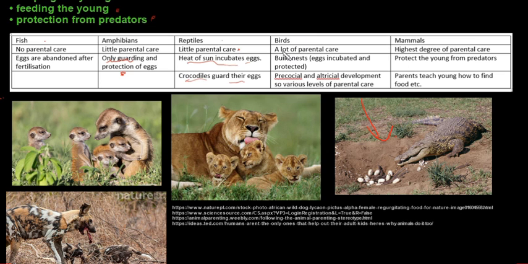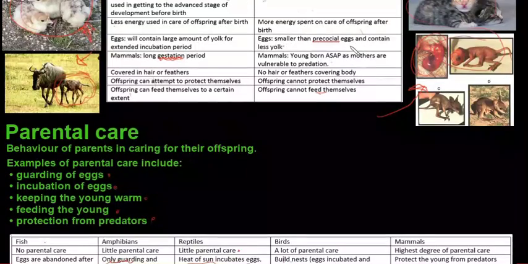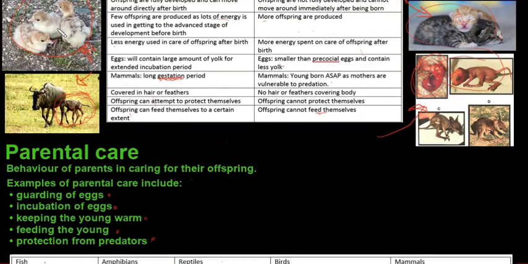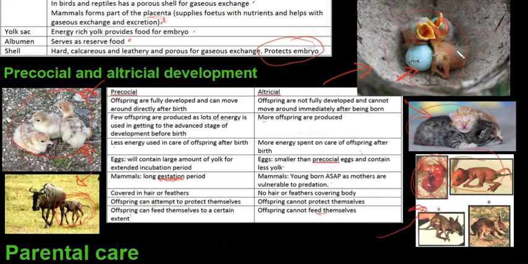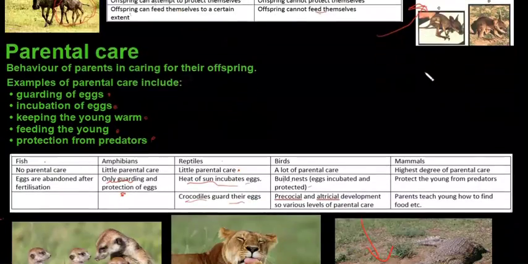Then in birds, there's a lot of parental care. So there's the building of nests. The eggs can be incubated and protected in this case. But there's also precocial and altricial development. So there's various levels of parental care. So for example, these chicks up here will require less parental care than these ones on the top right hand side.